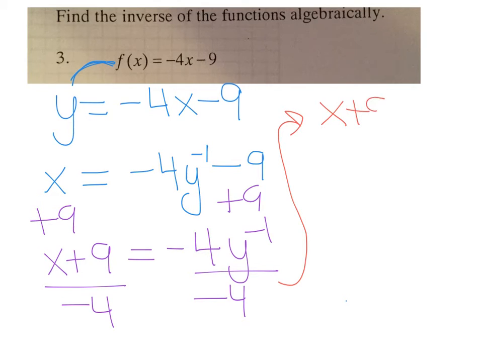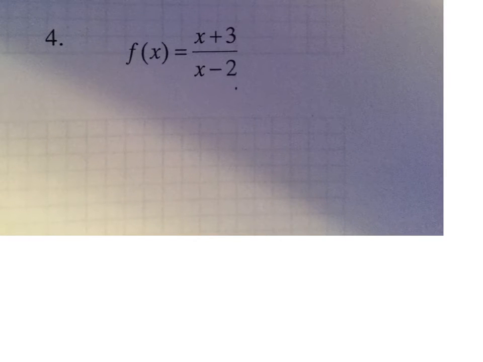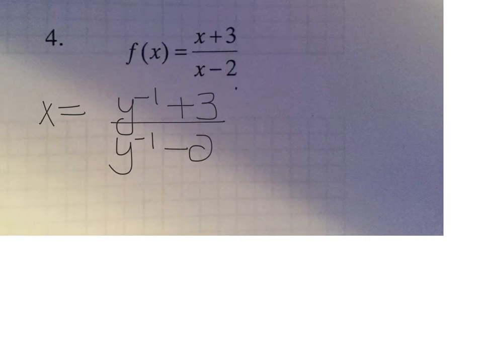X plus 9 over -4 equals my y inverse. Okay, now pause the video again and try number 4 and come back and see if you got it right. Okay, so number 4 is algebraically pretty much as hard as it can get. So remember, we're going to switch x and y. So I'm going to have x equals y inverse plus 3 over y inverse minus 2. Okay, so I need to get the y by itself.